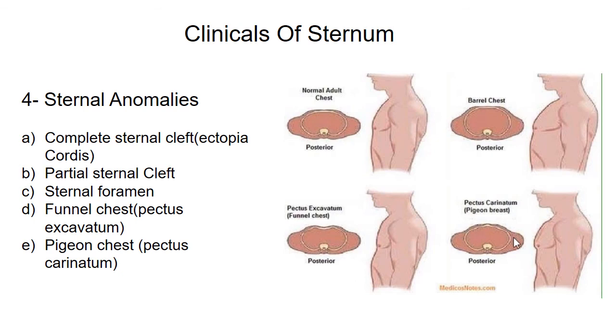This usually occurs when the cartilage and bones of sternum and ribs don't properly form. As a result, chest becomes abnormally pushed outward. This condition resembles the chest of a pigeon, that is why it is named as pigeon chest. That's all about the ossification and clinicals of sternum.